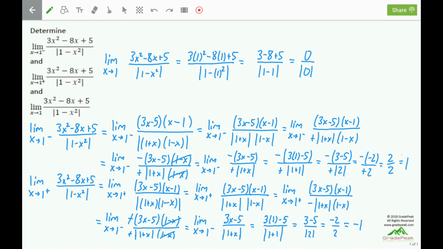For the two-sided limit, we compare the results of the one-sided limits. They are different from each other. So back up here, the two-sided limit does not exist. And there's the results of the three different limits.